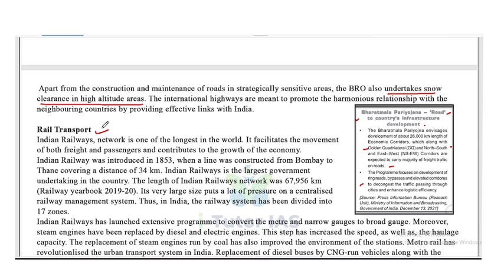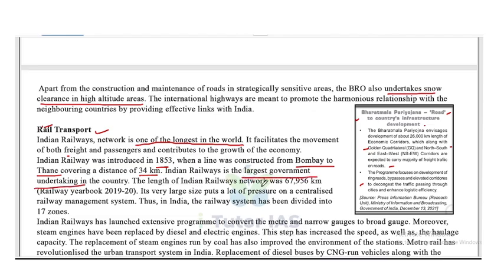Next one is rail transport. The Indian Railways network is one of the longest in the world. It facilitates the movement of both freight and passengers and contributes to the growth of the economy. Indian Railway was introduced in 1853 when a line was constructed from Bombay to Thane, covering a distance of 34 km. The Indian Railway is the largest government undertaking in the country.